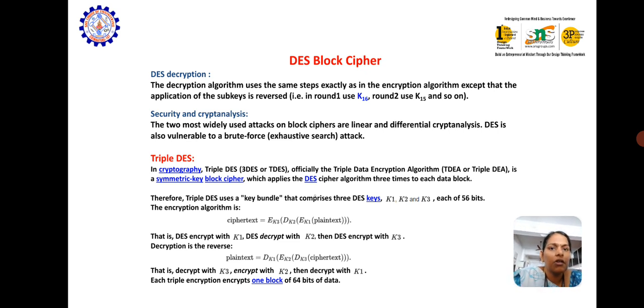And next let us see about triple DES. Triple DES is officially the Triple Data Encryption Algorithm, a symmetric key block cipher. The formula for the ciphertext is C = EK3(DK2(EK1(plain text))), where K1, K2 and K3 are the keys. Next, the plain text is recovered from the ciphertext by the reverse of the encryption algorithm.